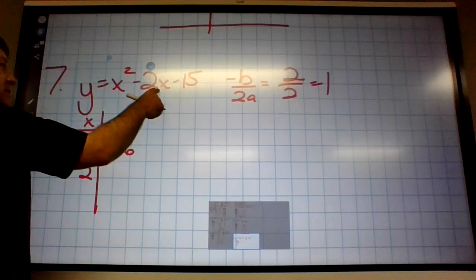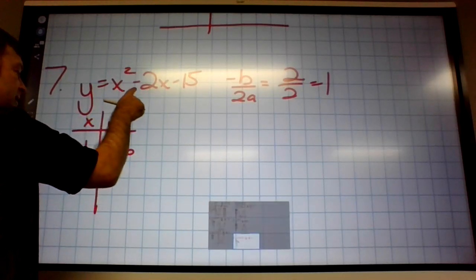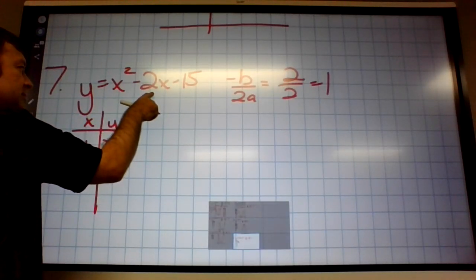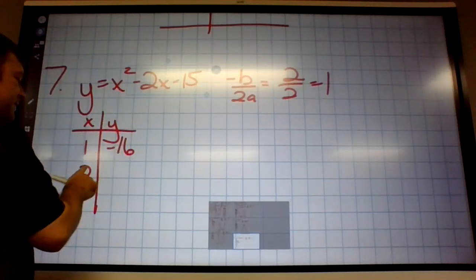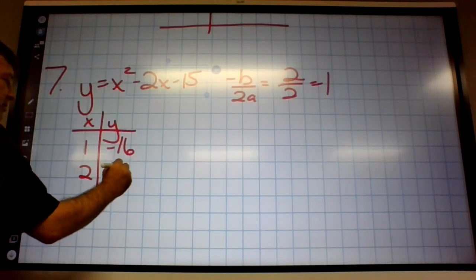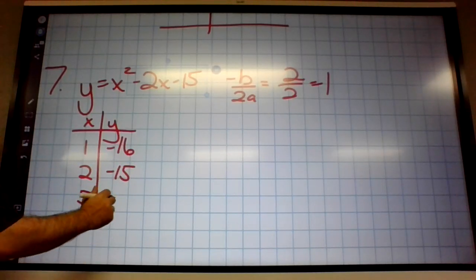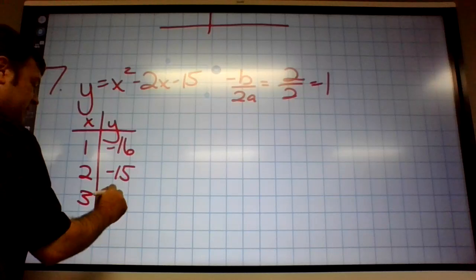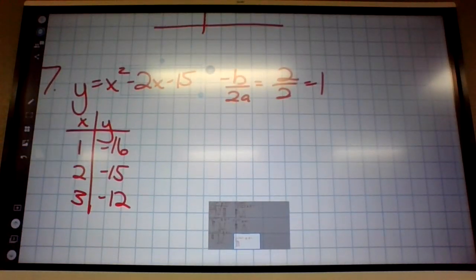4 minus 8 is negative 4, negative 9. 4 minus 4. 1 minus 2 is negative 1, minus 2. 4 minus 4 is 0, minus 5. There we go. 9 minus 6, 3 minus 15. Okay.